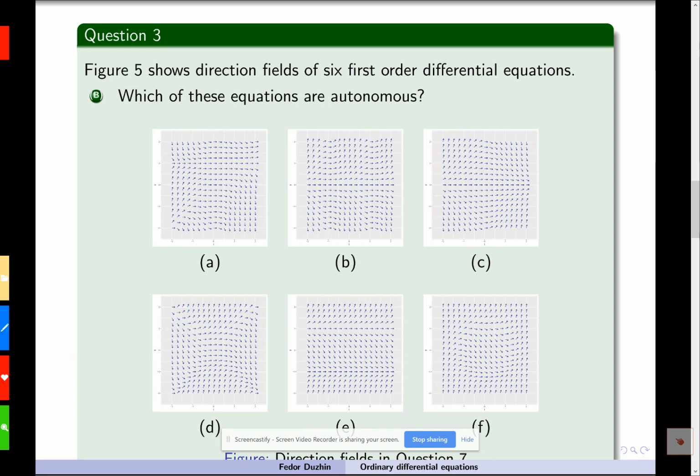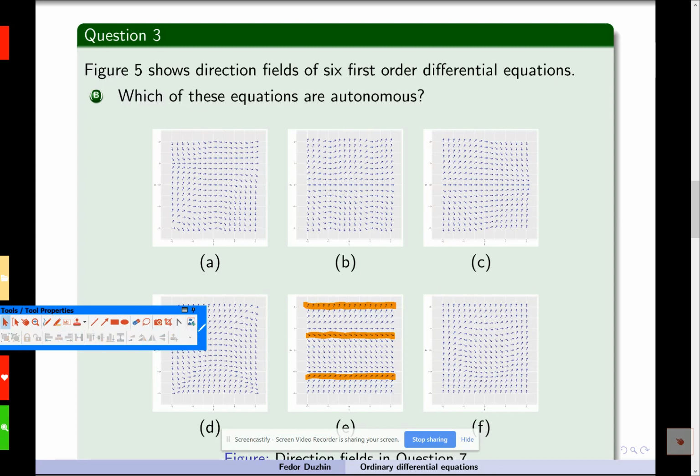Or what you can see is that if you look at all the arrows for some specific value of y, then all these arrows should point in exactly the same direction. All these arrows point in exactly the same direction. So only one of these differential equations is autonomous.